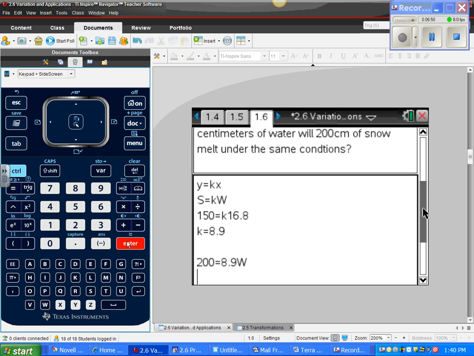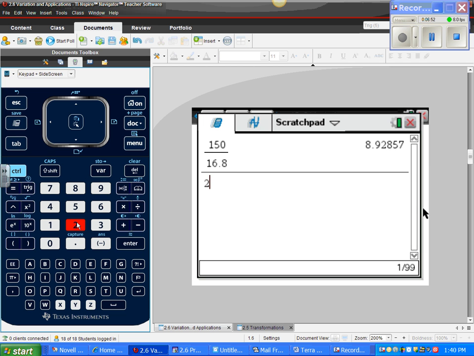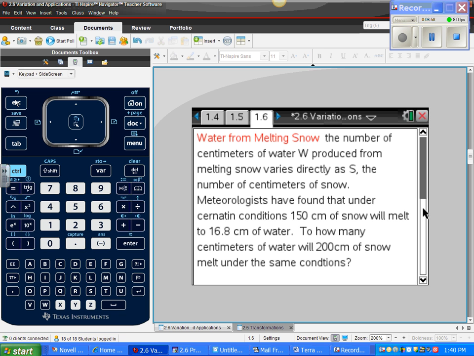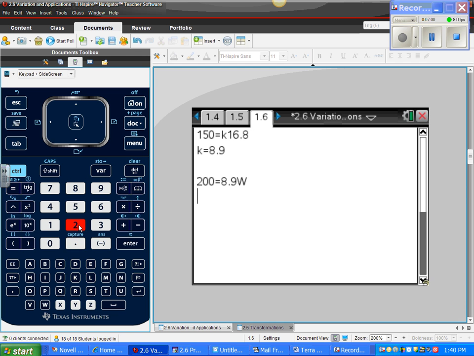And what we're looking for is how much water that's going to melt down to. So we do the division. 200 divided by 8.9 is going to give us about 22.5. And that's going to be centimeters. Make sure you include your units. Okay? So again, direct variation: you take what you know, you find that constant of variation, and then once you have that constant of variation, you set up your new equation and you solve.